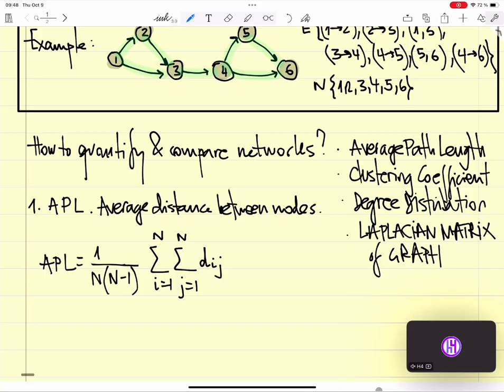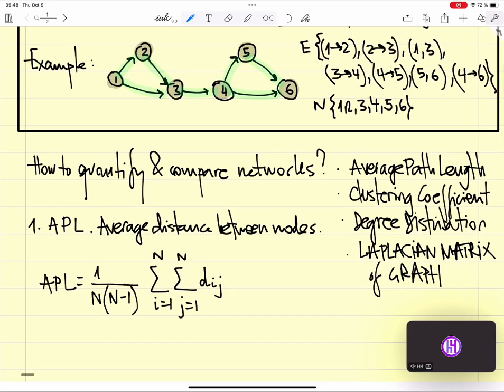So the best thing is to do an example. I painted an example above, so we will do the example above. The average path length of that graph is 1 divided by n, where n is the number of nodes. We have 6 nodes in that network above. N is 6. 6 minus 1 times.